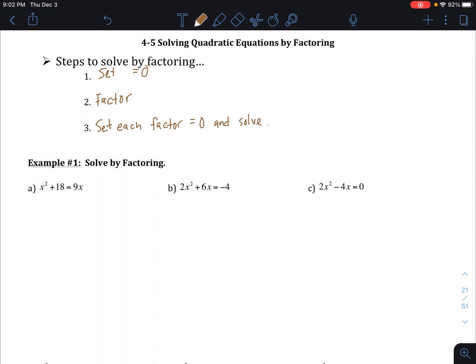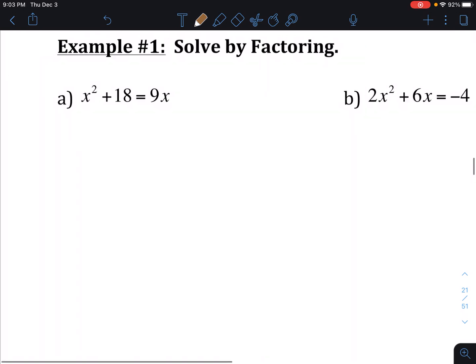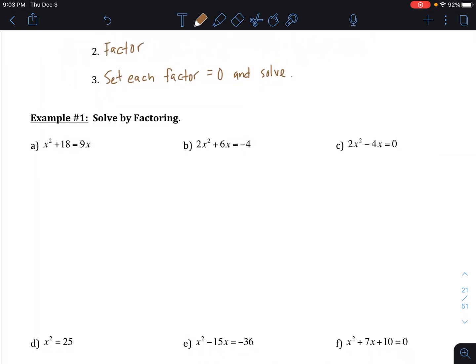Then once we factor, in step 3, we find out what the x's are. We can have up to 2 answers in each problem. So I'll show you how to do that. We're going to set each factor equal to 0 and solve. So, example 1, solve by factoring. Please make sure that you are pausing the video frequently to take notes down, and also make sure you're rewinding if you miss something.